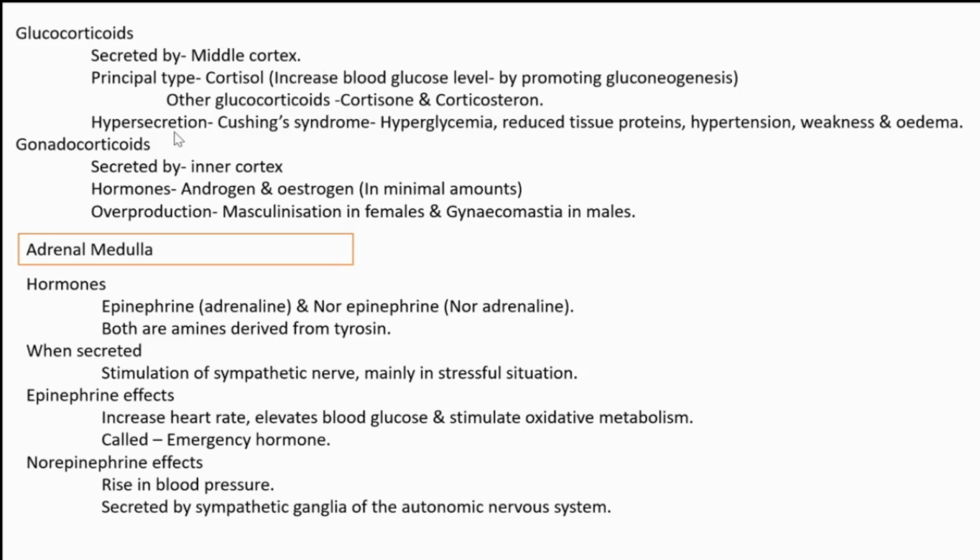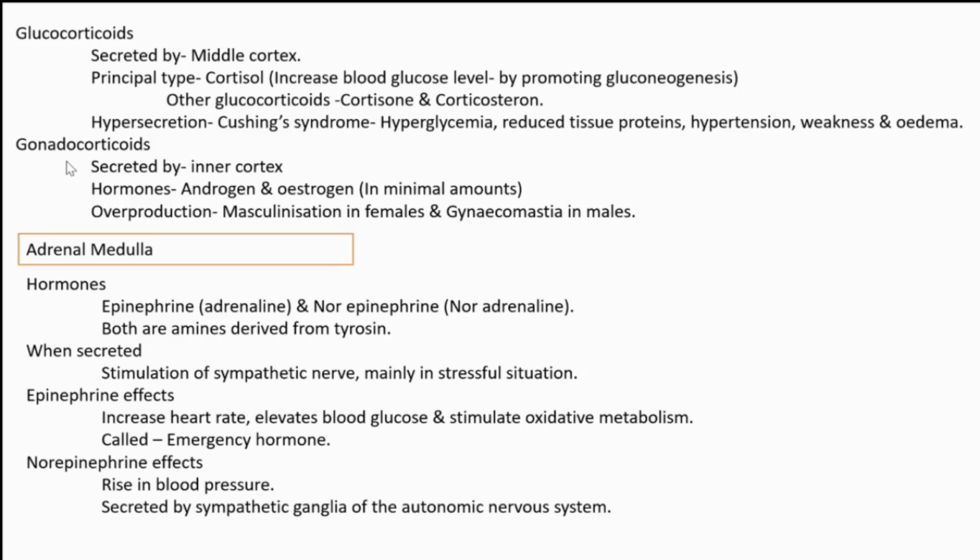Then what about hypersecretion? If glucocorticoids are secreted in overdose, it results in a syndrome called Cushing's syndrome. It is characterized by hyperglycemia, reduced tissue proteins, hypertension, weakness, and edema. All these symptoms you should learn by heart.